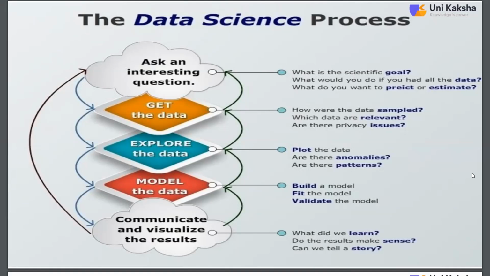The third step is to explore the data. Whatever data sets we have should be explored. We need to plot the data and create some graphs. Are there any patterns or anomalies? You need to find that out. These relations depend upon different parameters, so we need to explore the different columns and rows in the data.